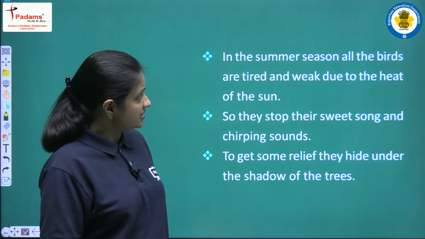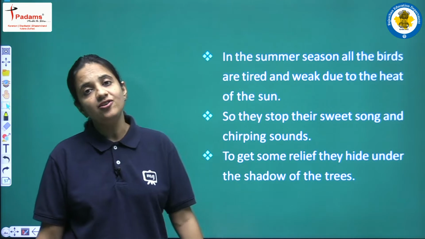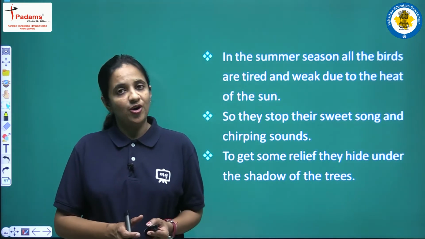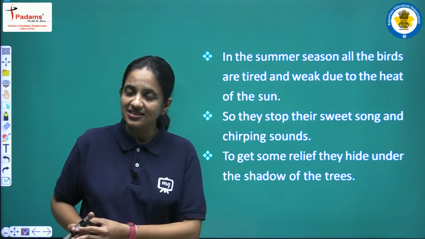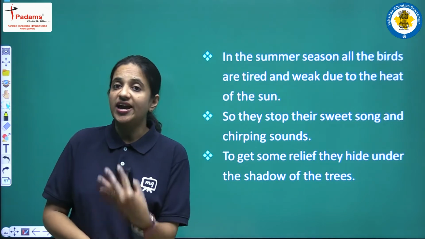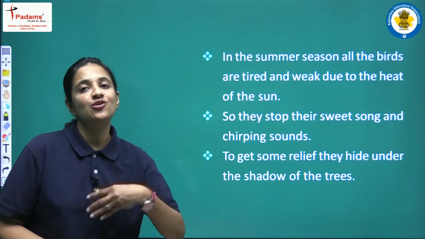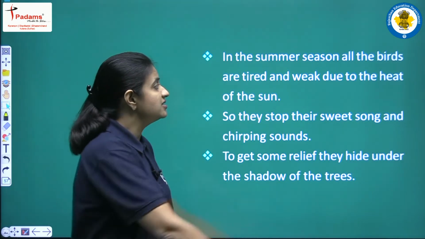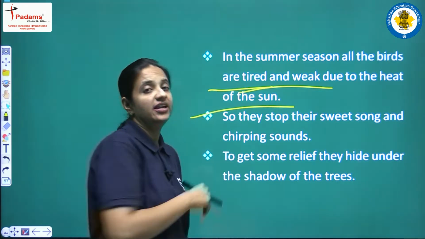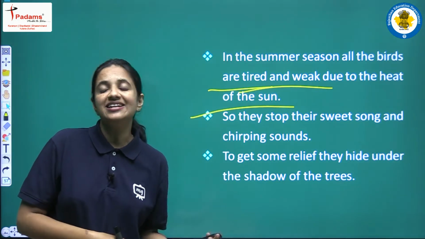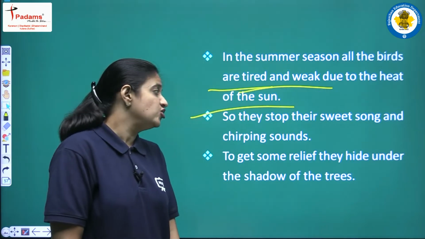In the summer season, all the birds are tired and weak due to the heat of the sun. Next, the poet presents the summer season, and says that when the bright sun is shining in the sky, because of the heat and the high temperature, all the birds are tired and weak. Because of the very hot, bright sun, they stop their sweet song and chirping sound.